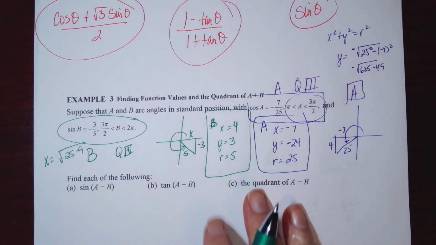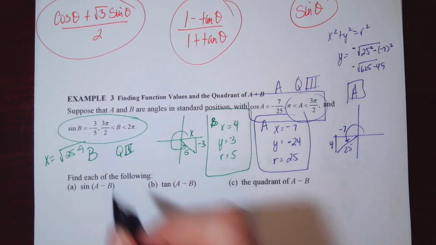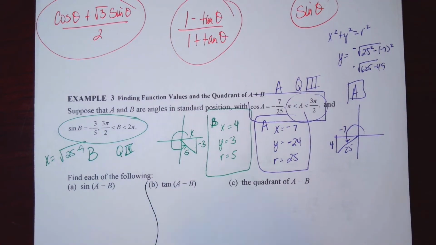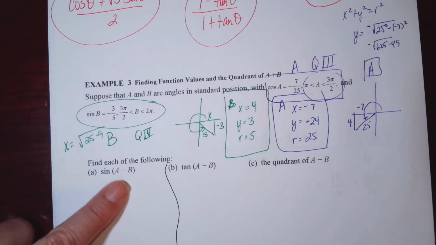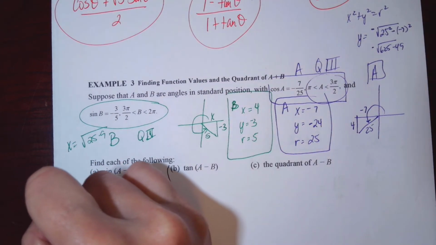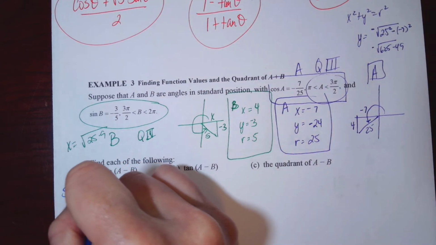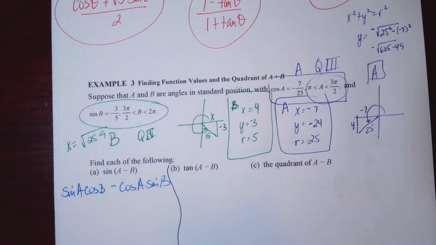Now I've got these a little bit out of order, so we're going to have to pay attention down here as we work through these. We've got all 3 of these. Let's start here. Sine of A minus B. So sine difference identity. Let's start by saying sine A cosine B minus cosine A sine B.